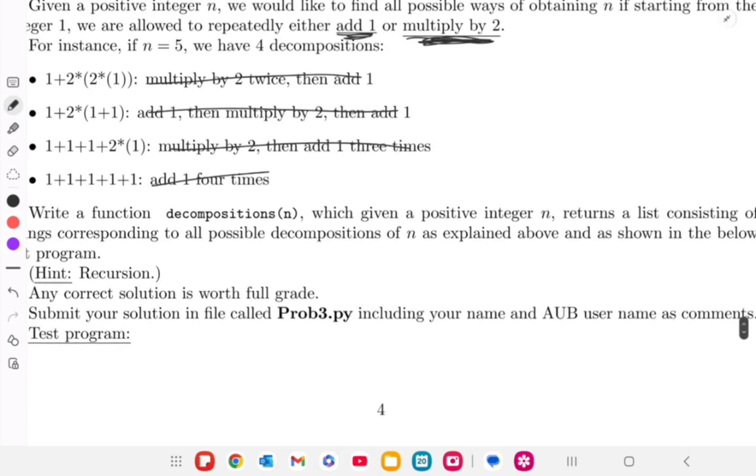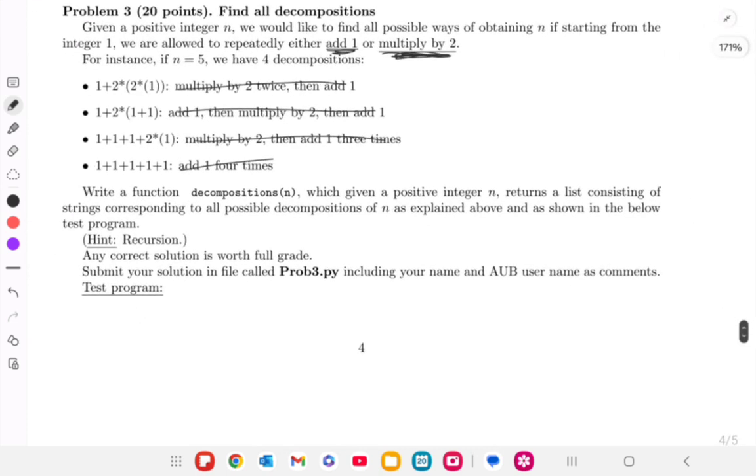Write a function decompositions of n, given a positive integer, that returns a list consisting of strings corresponding to all possible decompositions of n as explained above, and so on. The hint here is recursion.